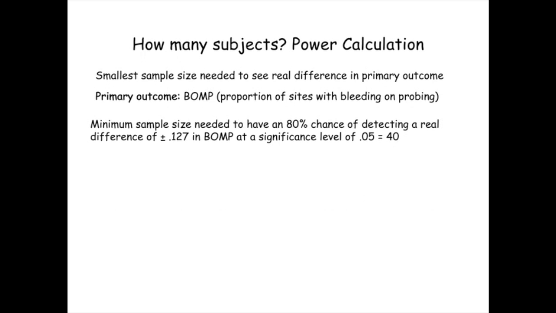The researchers did a power analysis to determine the minimum sample size needed to detect a real difference between the two treatments, based on the primary outcome of interest, bleeding on marginal probing. A power analysis should always be done before conducting a clinical trial to ensure that the sample size is adequate. Without going into details on this process, the researchers found that they needed a minimum of 40 subjects. They recruited 44 to allow for 10% potential attrition.